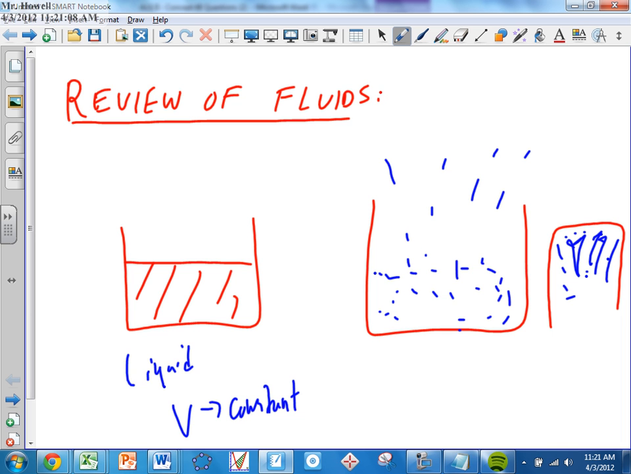So the gas part is a little bit confusing, whereas for a liquid, the volume is always constant. All right. The definition of a fluid is a gas or liquid. Types of fluids are gases and liquids.